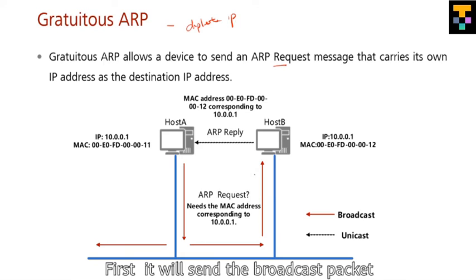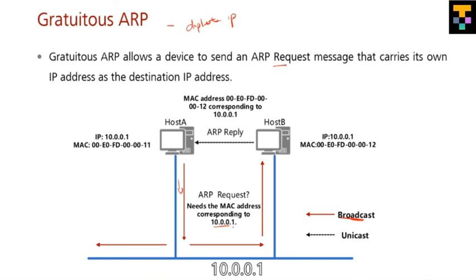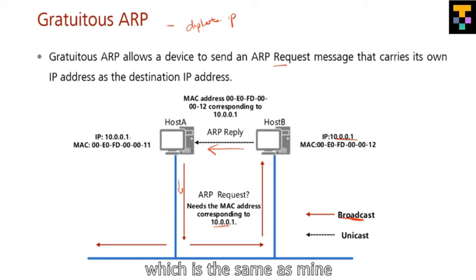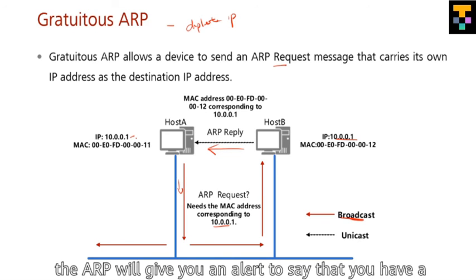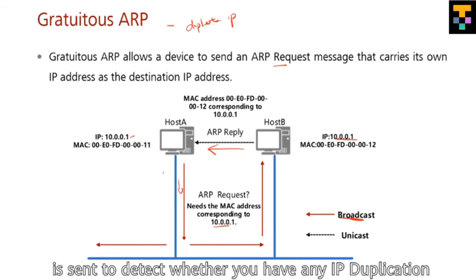They first send a broadcast packet asking for the MAC address corresponding to 10.0.0.1. Let's say someone replies using the same 10.0.0.1 as mine. ARP is going to give you an alert to say that you have a duplicate IP address. So Gratuitous ARP is sent to detect whether you have any IP address duplication.